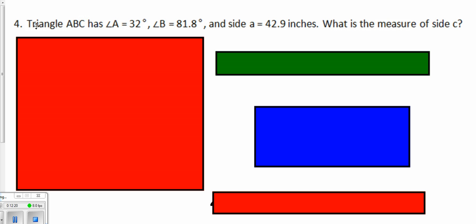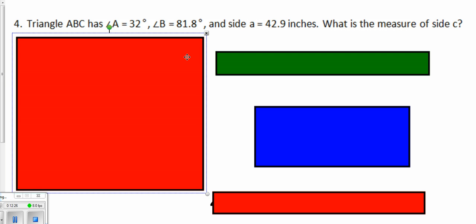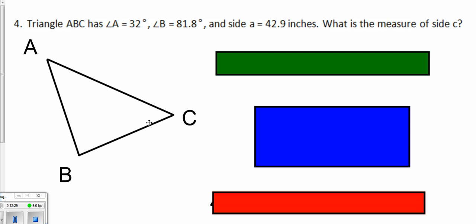Well, step 1 in any problem like this is draw that picture. Whatever they told you that you would have, draw that whole thing out. So we will have ABC as our triangle. Angle A, they told us, was going to be 32 degrees. Angle B is going to be 81.8 degrees. And this side A is going to be 42.9 inches. Better put on my unit there.